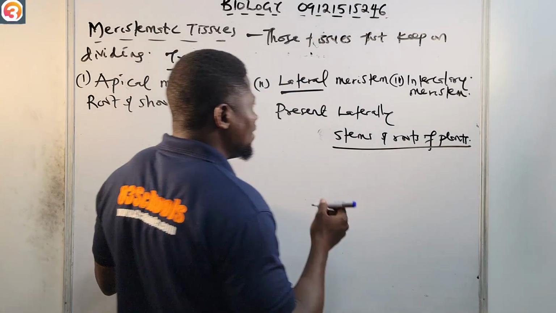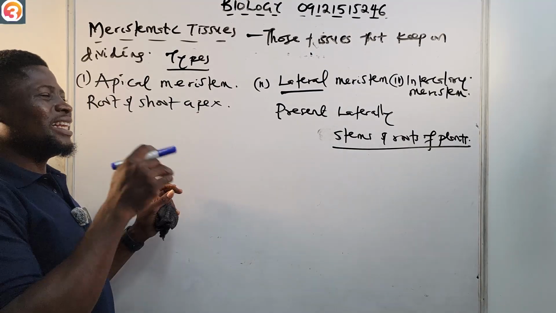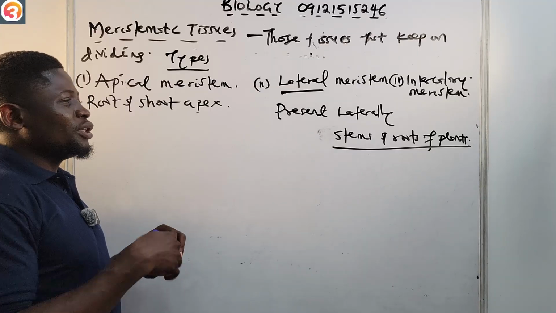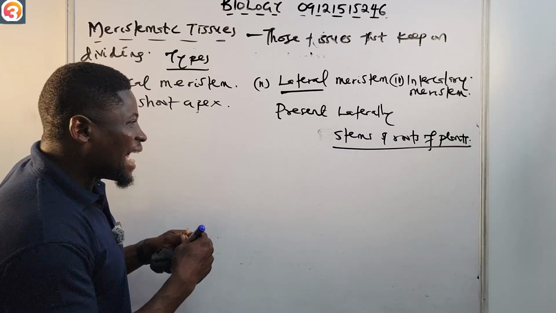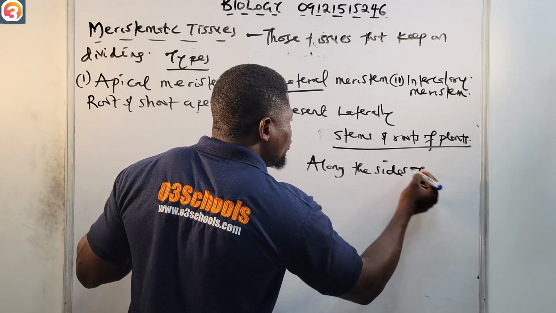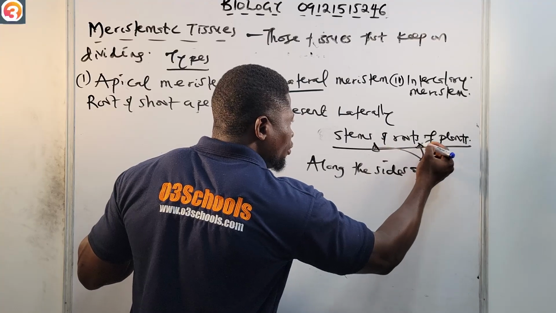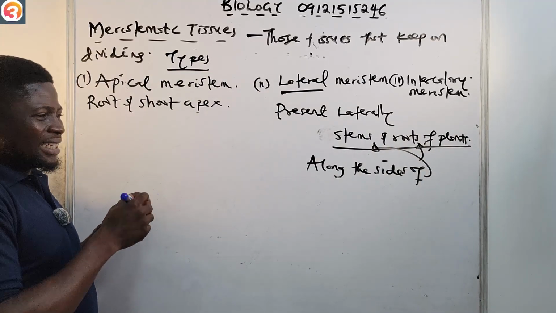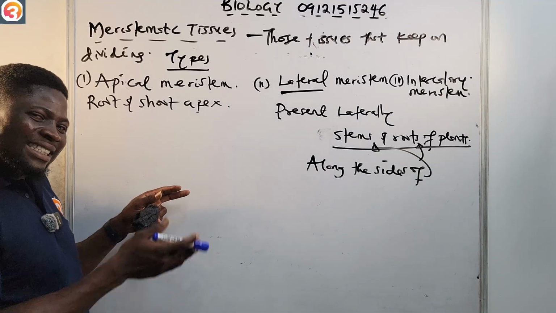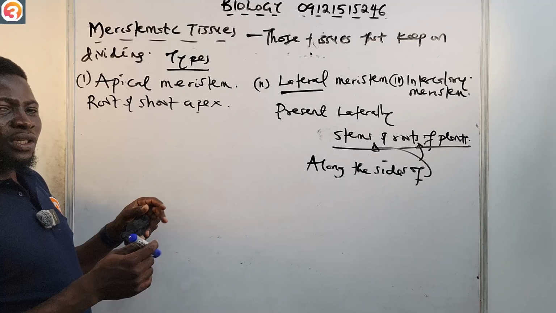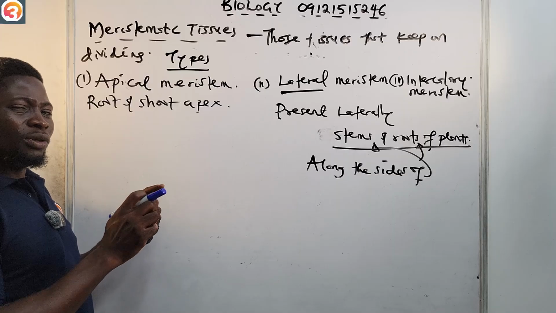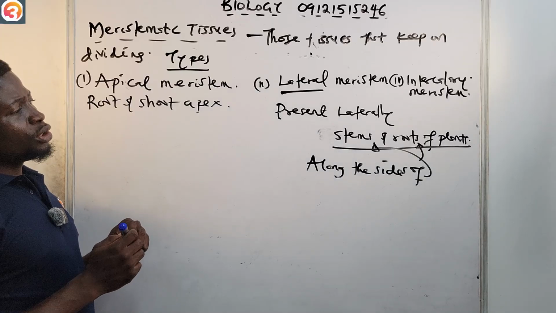This is where we find them. We say they are responsible for the lateral growth of the plant. What we mean is that they are responsible for the growth of the plant along the sides of the stems and the roots. That's what we mean by lateral, along their sides. That is where lateral meristem is located.